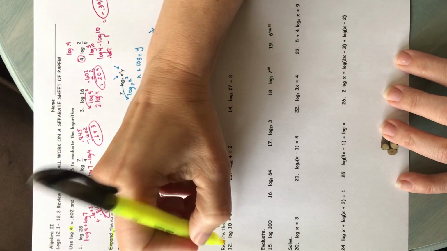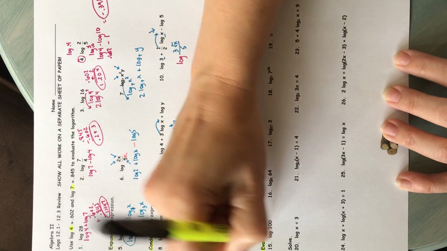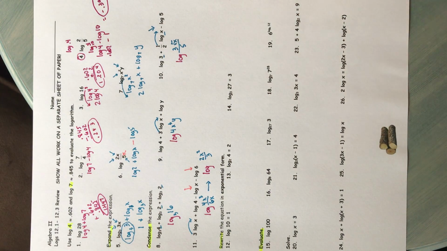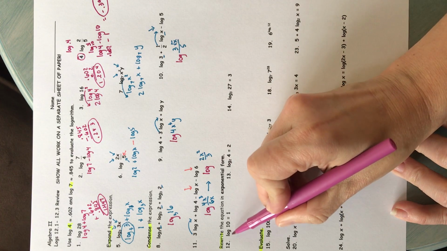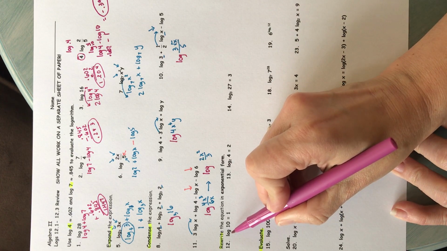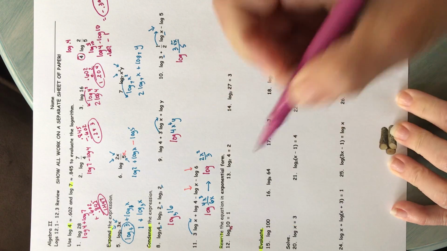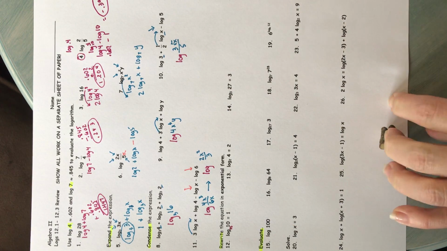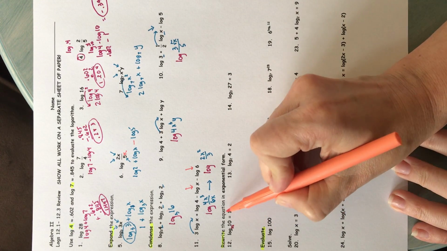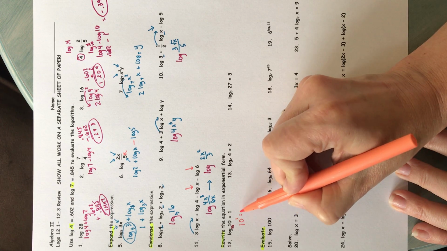Hi again. For this part, we're going to look at rewriting and evaluating in two different parts. Rewriting in exponential form says get rid of the word log and write it in a different format. And please remember, a common log is anytime you don't have a base, it's understood to be 10. So in this section, when we rewrite, it's 10 to the first is 10.